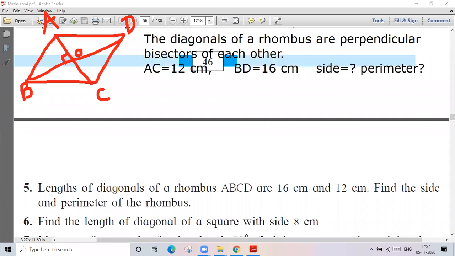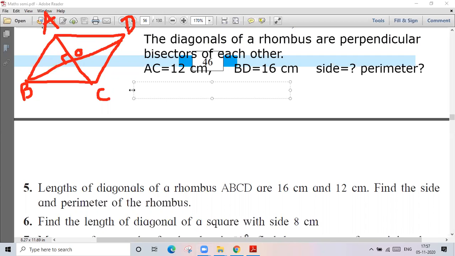आता बघायचे overlap झाले. Don't worry. Look at the screen and look at the question. Suppose O is the point where they bisect each other. मग तुम्हाला काय मिळणार? Length of AO. AC is 12 total, that means AO is 6. BD total 16 आहे, त्यामुळे BO 8 झाला.